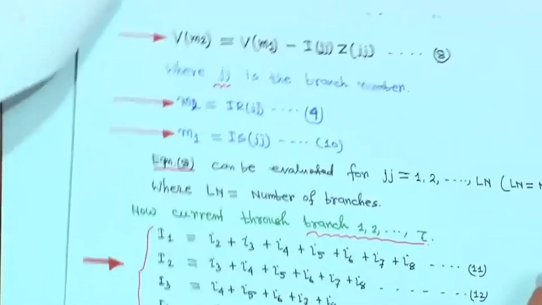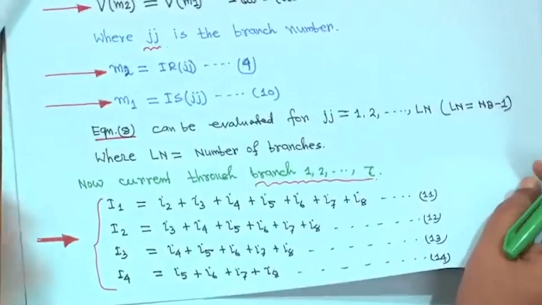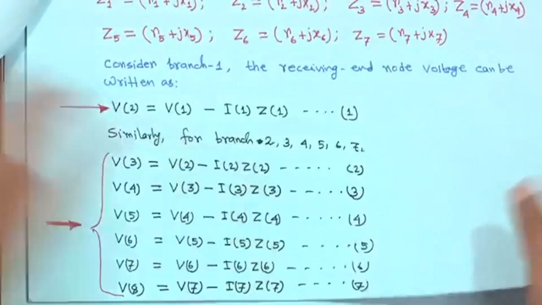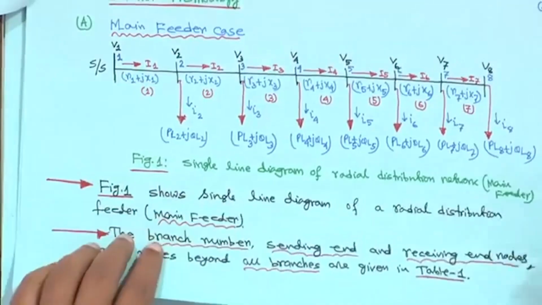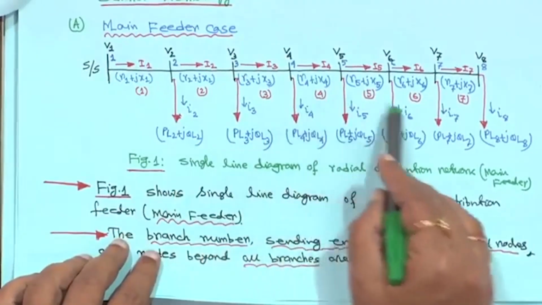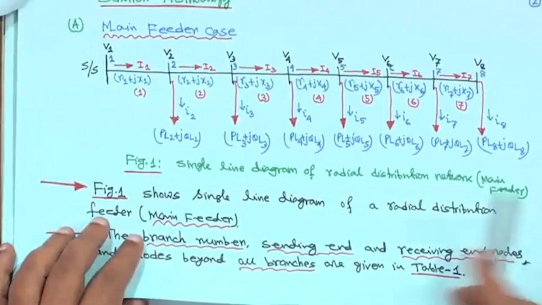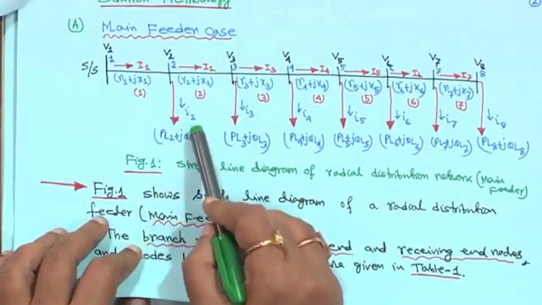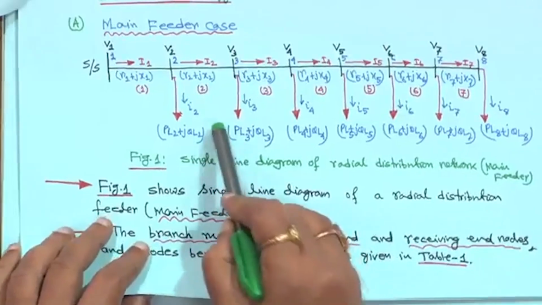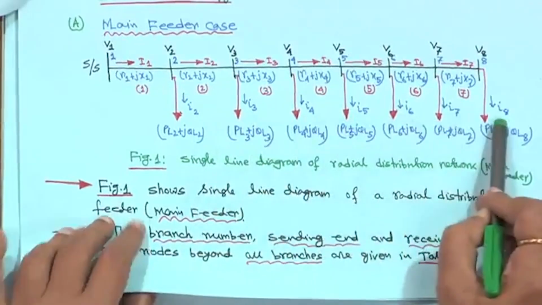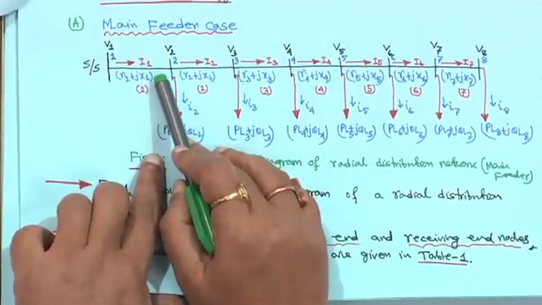Now you have to compute the current through branches 1 to 7, because in this diagram you have 7 branches: 1, 2, 3, 4, 5, 6, 7. Now, what is I1? You apply Kirchhoff's first law. I1 is equal to I2, whatever current is going to the load, I2 plus I3 plus I4 plus I5 plus I6 plus I7 plus I8. You just apply Kirchhoff's first law.